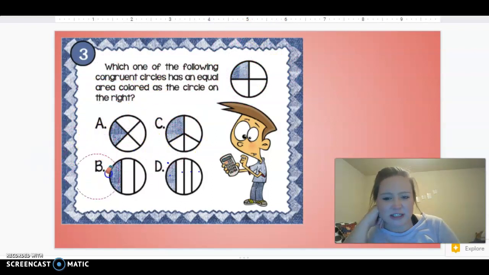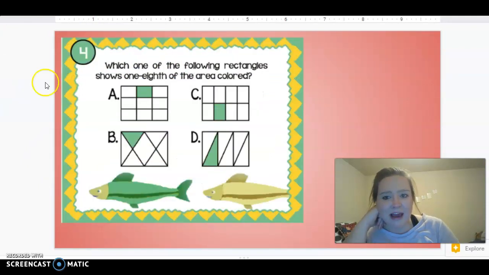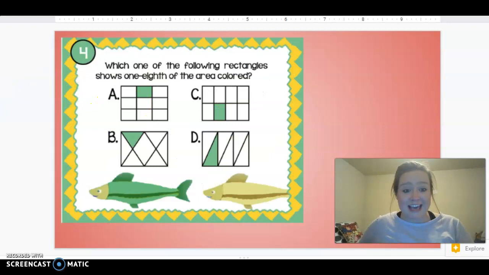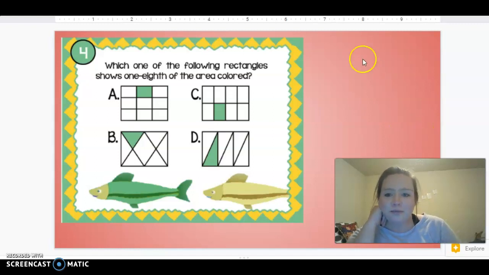I know that it's been a little while since we've done fractions, but fractions are getting ready to come back. So we're going to start working with fractions again soon, and we're going to be comparing and ordering fractions. So this is a good practice and a good review of remembering what your numerator is, what your denominator is, and how to identify a fraction in a shape.